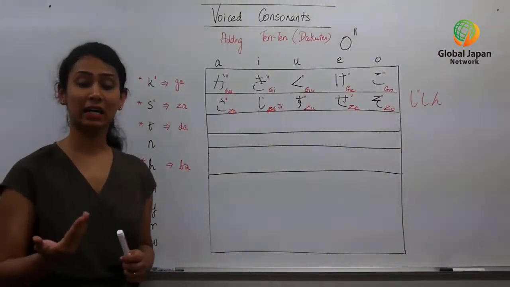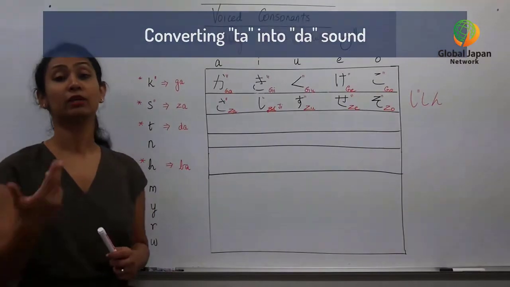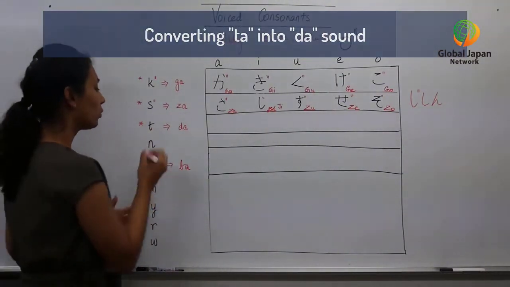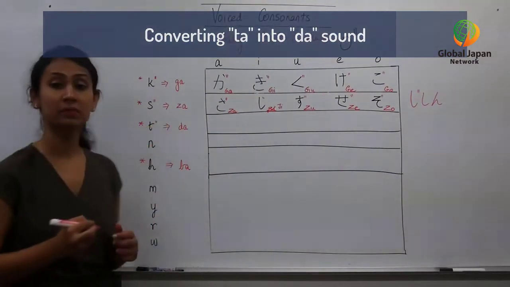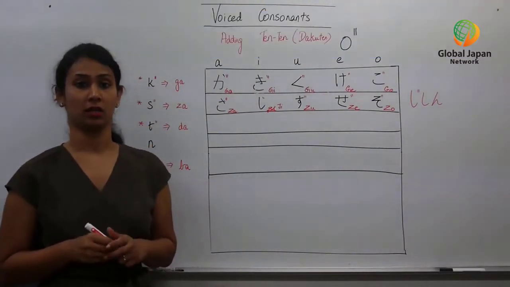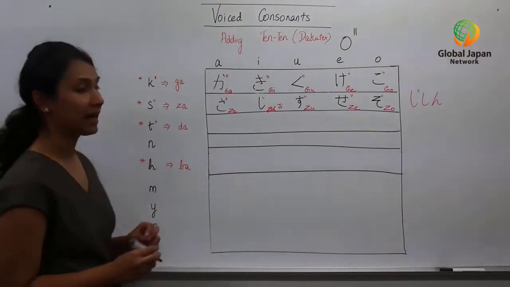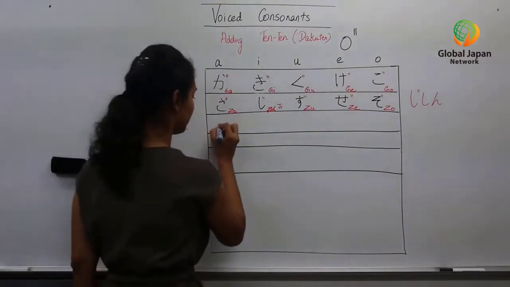Moving to converting the ta line into some other new sound. The ta with the tenten becomes da. Da. Writing the hiragana characters of ta first.